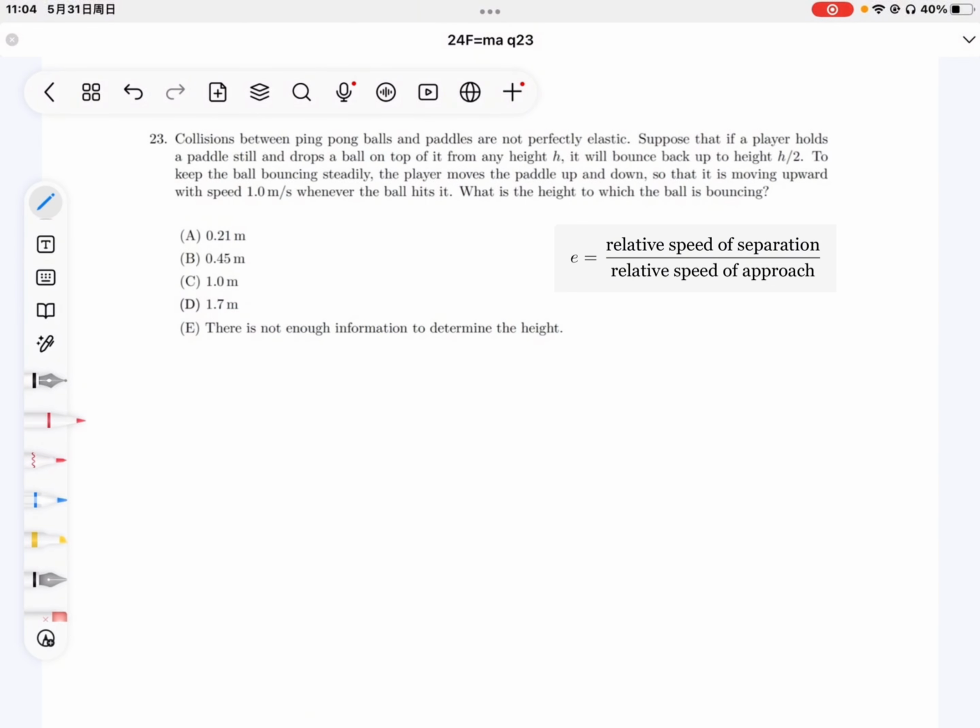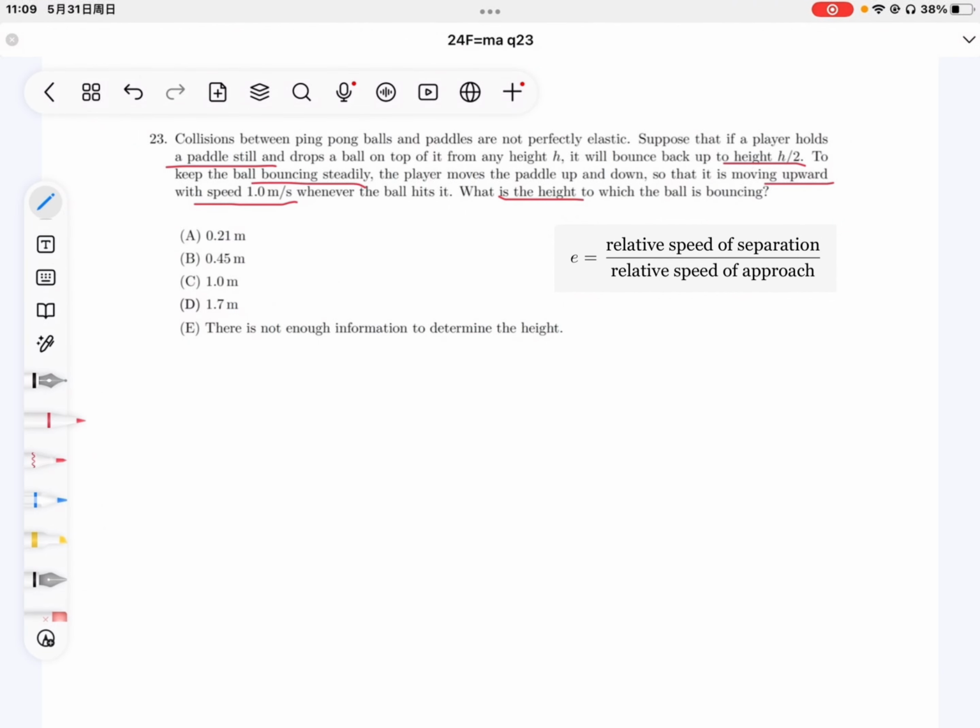Collisions between ping pong balls and paddles are not perfectly elastic. Suppose that if a player holds a paddle still and drops a ball on top of it from any height h, it will bounce back up to the height h/2. To keep the ball bouncing steadily, the player moves the paddle up and down so that it is moving upward with a speed of 1.0 meter per second whenever the ball hits it. What is the height to which the ball is bouncing?